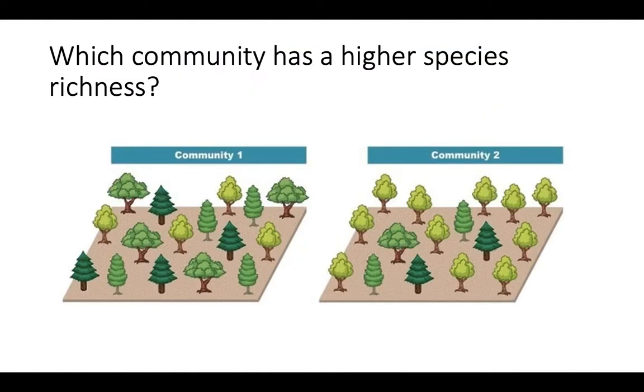So take a look at this, see if you can determine which species or which community has a higher species richness. And it's a trick question. They actually have the same species richness. They both have 4 different species of trees.